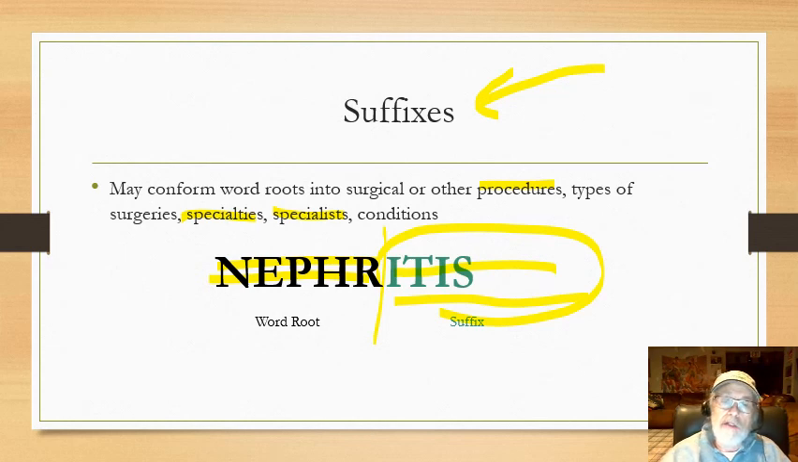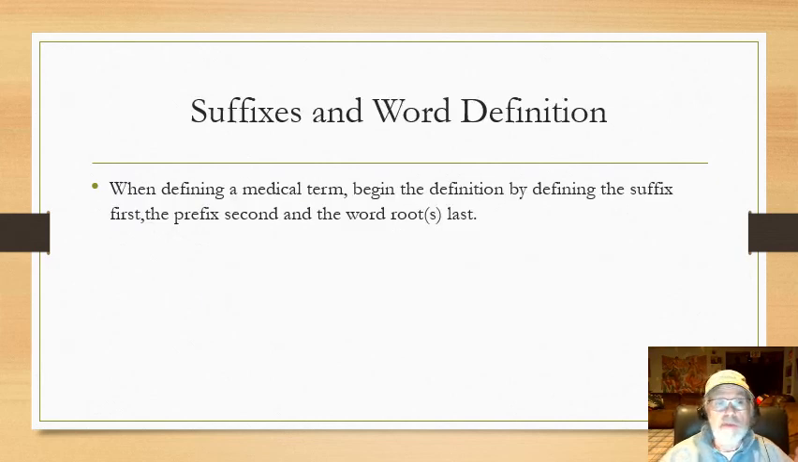And let's go to itis. Itis is a suffix that means inflammation, very common suffix I should mention, and it's basically a condition. Okay, so basically, I've changed nephro multiple different ways, from procedures or surgeries to specialists to specialties to conditions. It's pretty simple to be able to do something like that. But just by some simple suffix manipulations, I'm able to change the word pretty much totally, even though it all has something to do with the kidney.